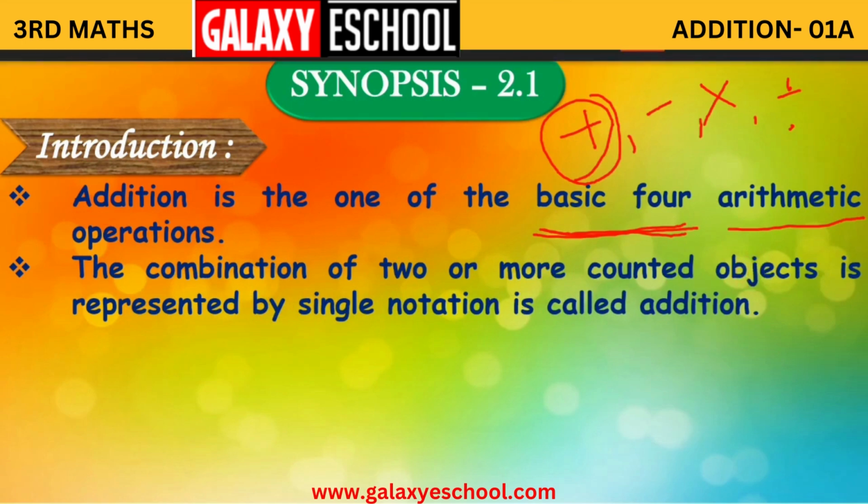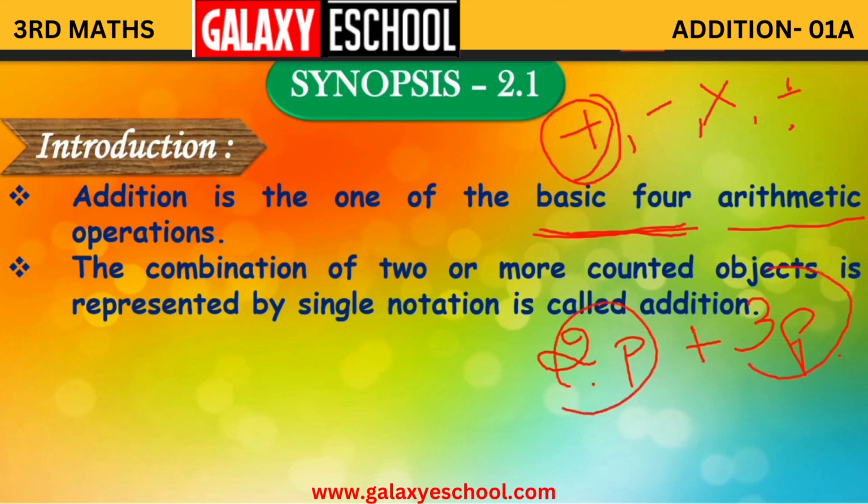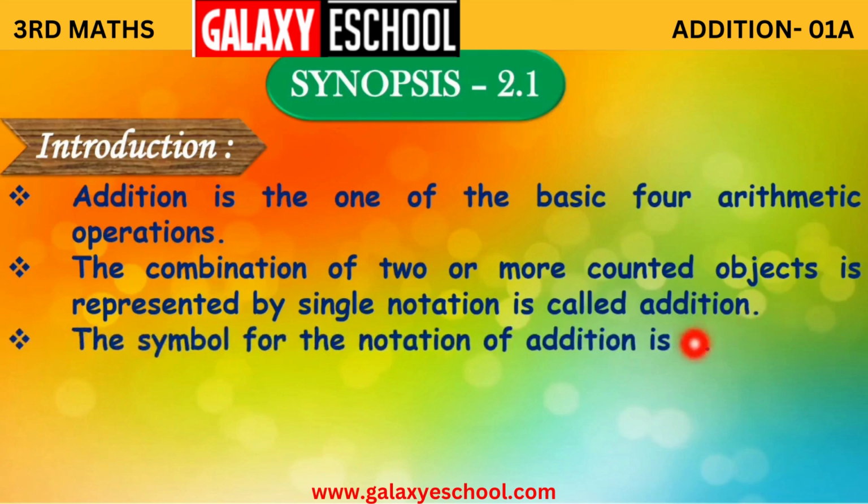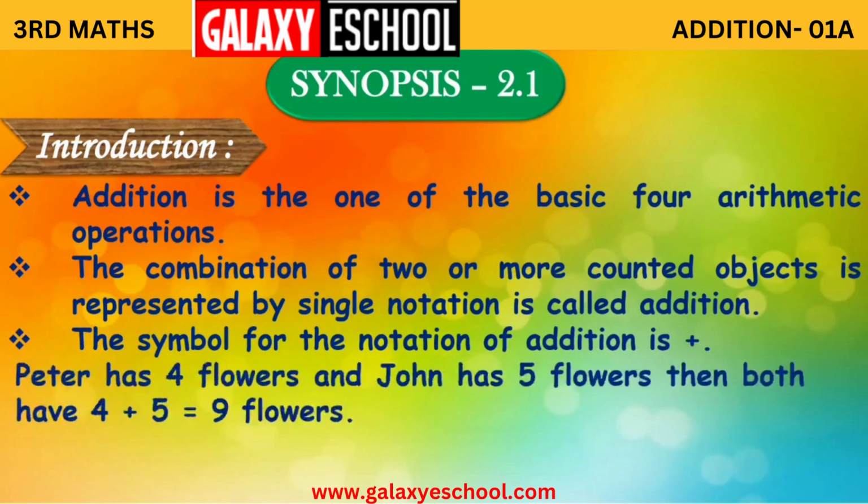Like when I say I have two pencils, and my friend has three pencils. How many pencils do we have together? We combine these two objects. 2 plus 3 is 5. We have 5 pencils, right, children? So the combination of counted objects is called addition. And what is the symbol used? The symbol for the notation of addition is this plus here.